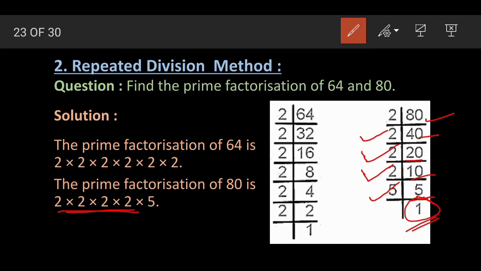In this way, you have to convert a composite number into a product of prime numbers, either with the help of the factor tree method or with the help of the repeated division method. That's all.